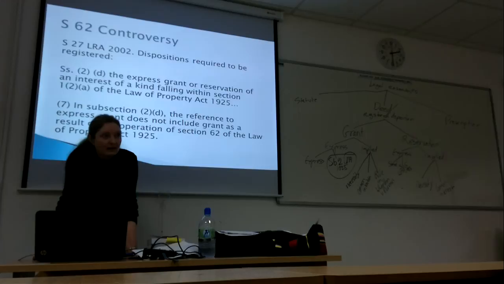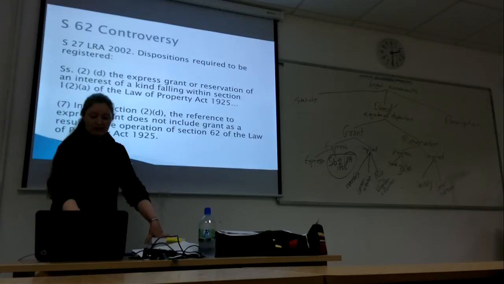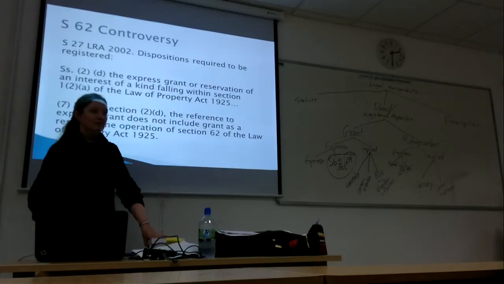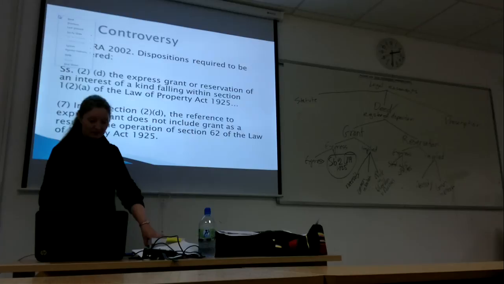But that doesn't necessarily mean that those easements are not made by express grant. And I actually think that he's got it wrong. Then the express grant or reservation of an interest of a kind falling within the section of the Law of Property Act. So basically what he's relying on is that he has read this as saying that the registration provision puts these outside, and so they must be implied. And I don't actually think that he's read it right. Anyway, food for thought. Don't worry, there won't be a specific question on that, so you needn't worry about it.